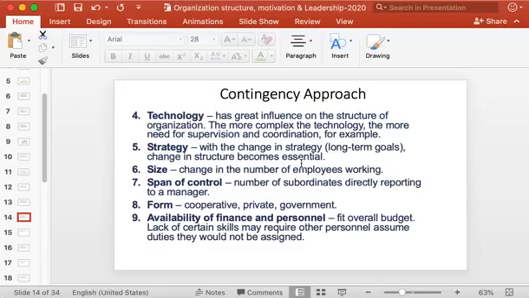And organization design may also need to be changed with a change in strategy or long-term goals, so that the structure is as aligned to improve its effectiveness in achieving those revised long-term goals.